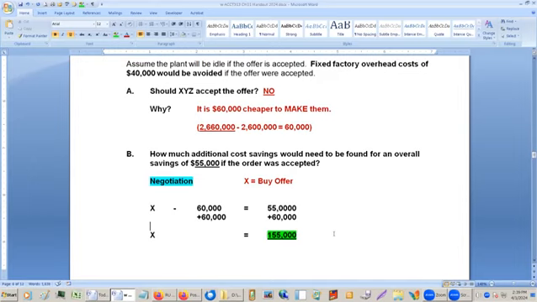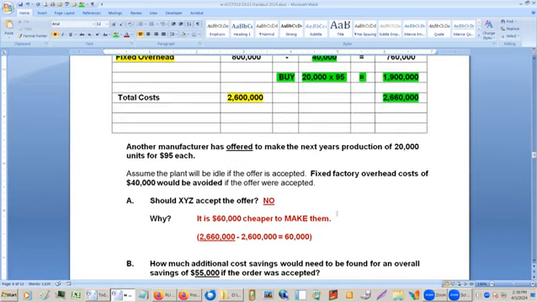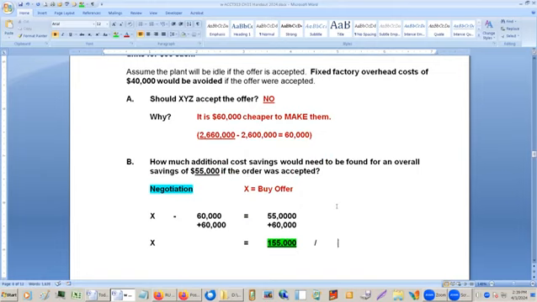Take that and divide it by like 20,000 items? Whatever that is, that's how much they have to take off their offer of each unit. So it would be whatever that is when I get the per unit. 775.